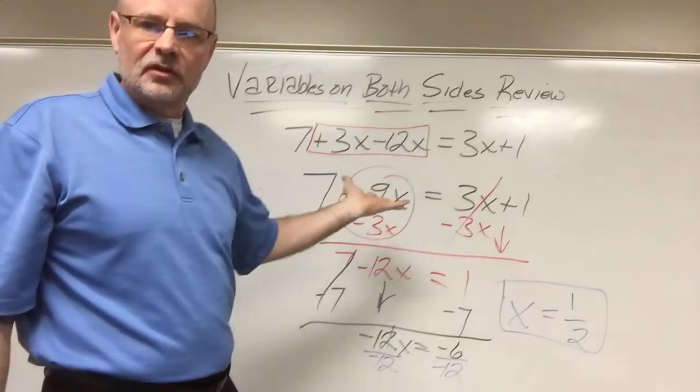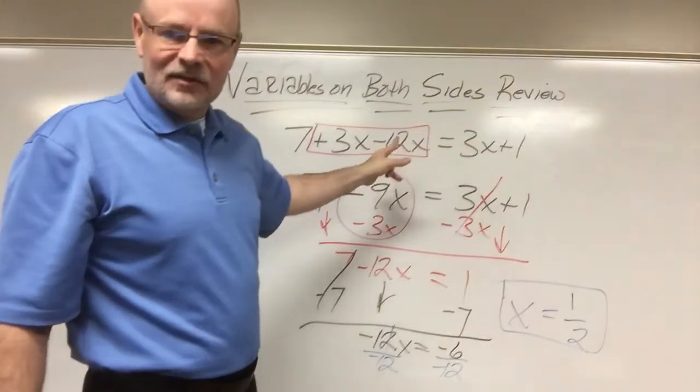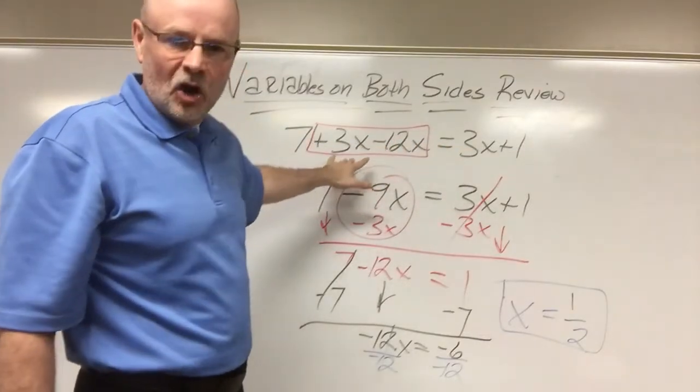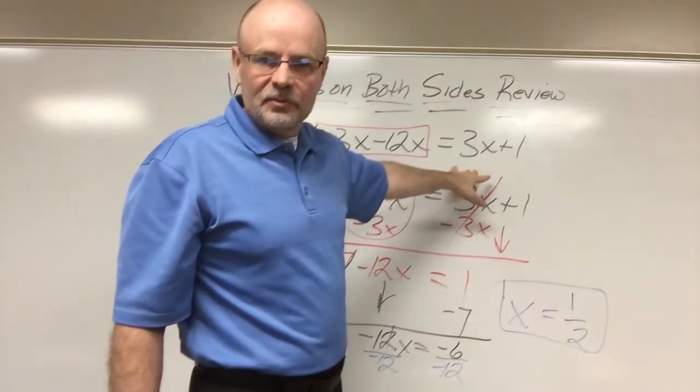So this is how you solve an equation with variables on both sides. Look at each side of the equation. Start on your left side. Are there any like terms I can combine? Notice my right side simplified.